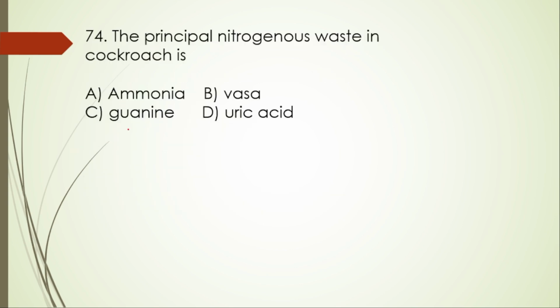74. The principal nitrogenous waste in the cockroach is A, ammonia, B, urea, C, guanine, D, uric acid. So here the right option is uric acid. Cockroaches are uricotelic, isn't it? So here, water conservation: cockroaches are terrestrial insects that need to conserve water. So uric acid is the least toxic one.